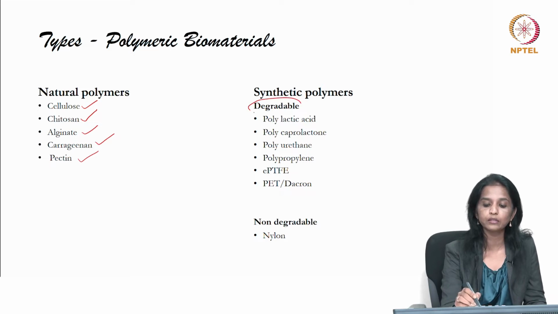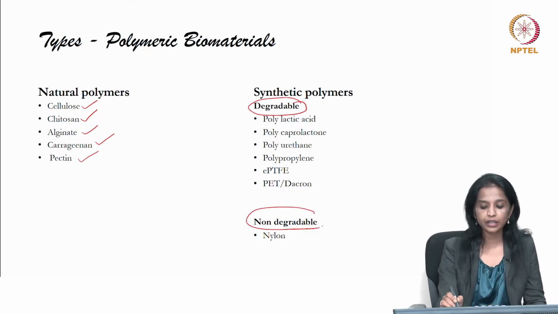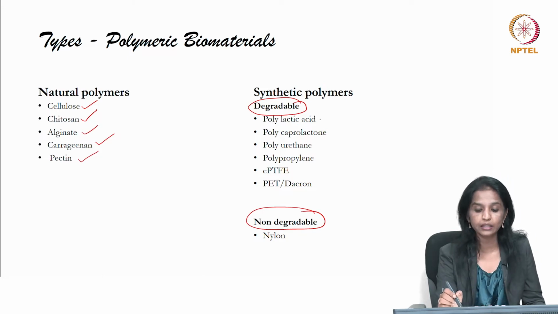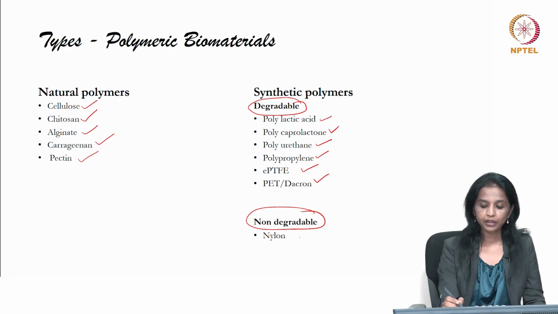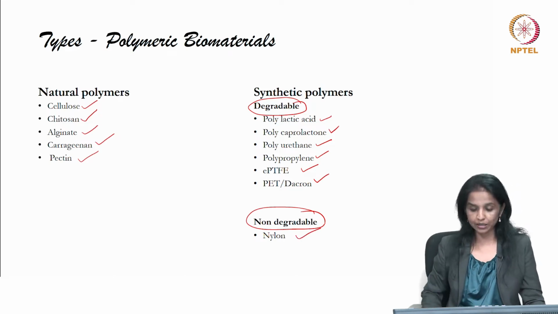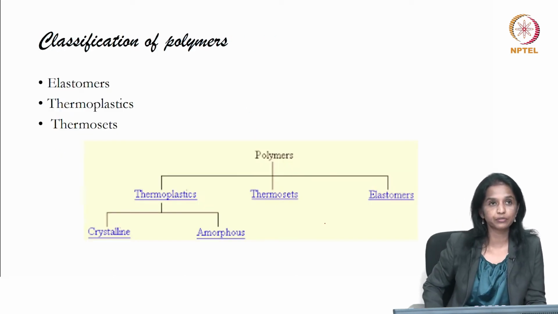Again, synthetic polymers are further divided into degradable and non-degradable. As we see degradable, we can see that they are polylactic acid, polycaprolactone, polyurethane, polypropylene, PTFE and PET dacron. And then further we have non-degradable nylon. So, these are the classification system.